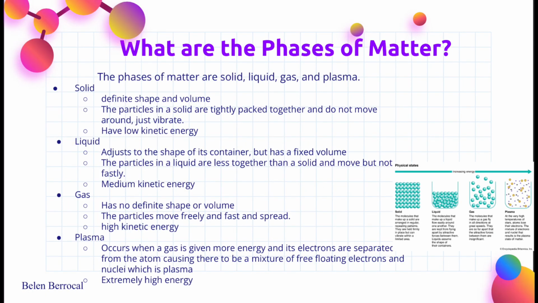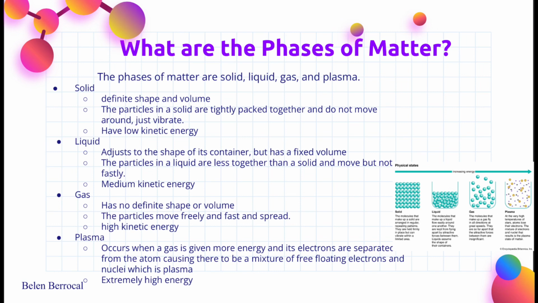So, what are the phases of matter? The phases of matter are solid, liquid, gas, and plasma. A solid has a definite shape and volume. The particles in a solid are tightly packed together and do not move around, just vibrate, therefore having low kinetic energy. A liquid adjusts to the shape of its container but has a fixed volume.